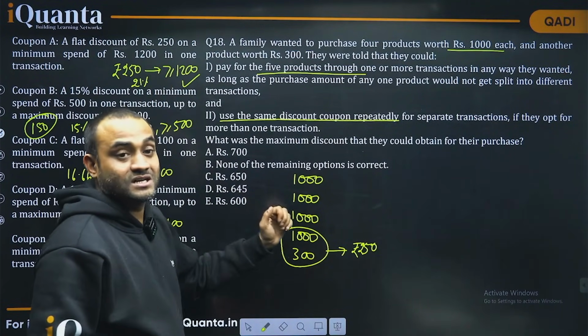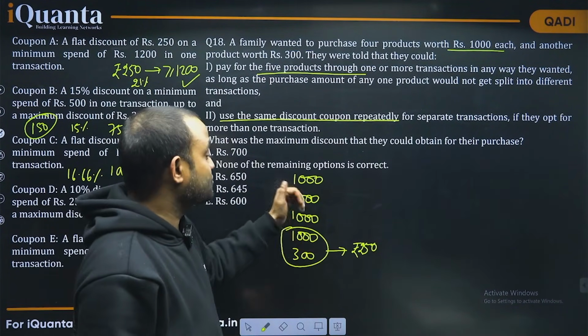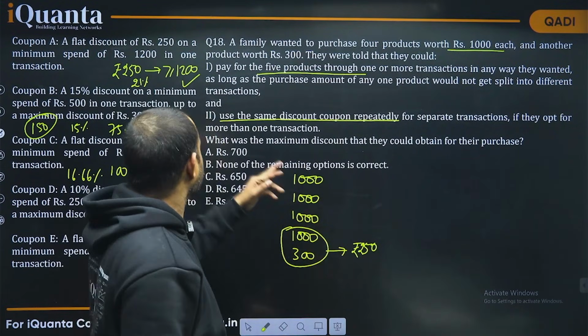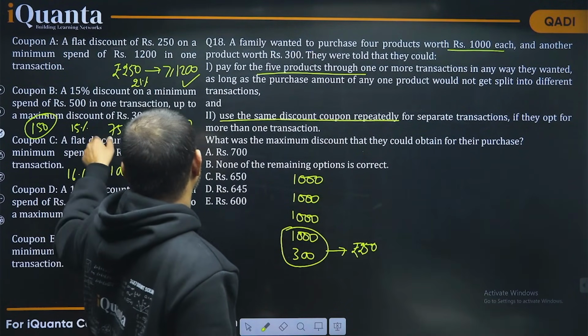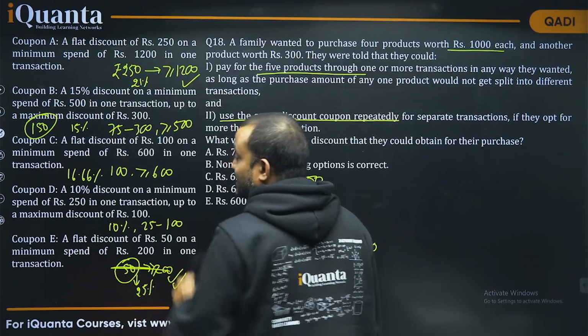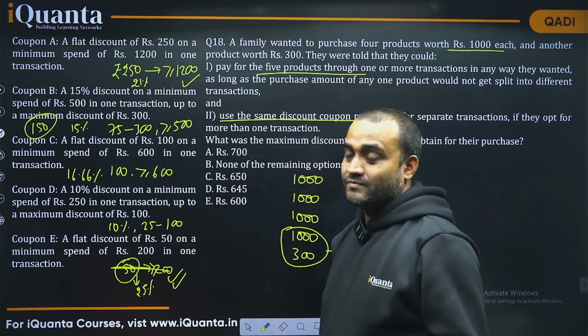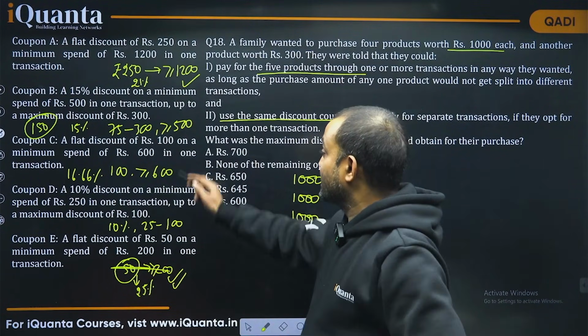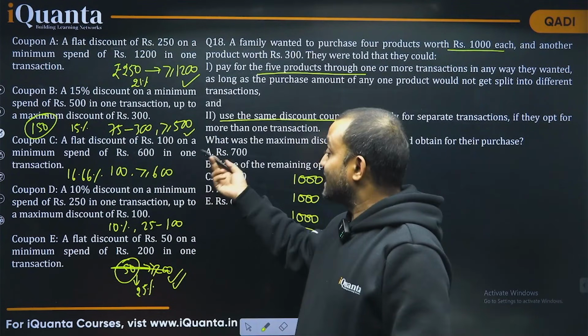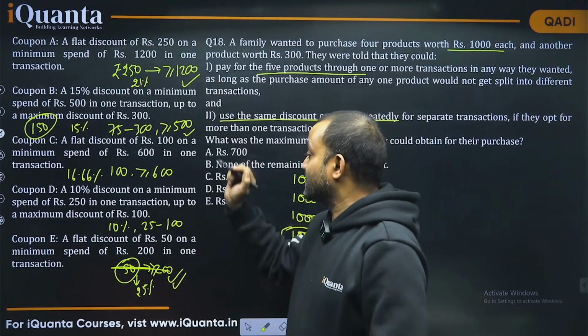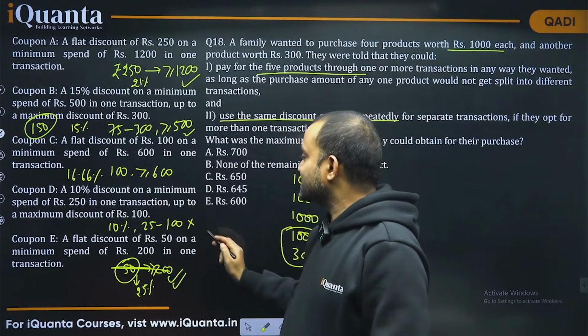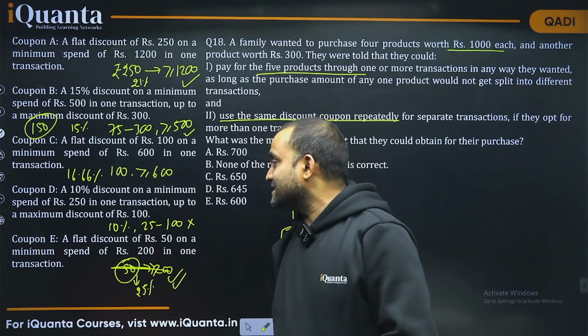Sorry, even if you take 1300 in place of 1200, still this will be bigger than all of this, because for 1300 you are getting 15%, that is 195 rupees discount in this case. So that is definitely better than this. No, 10% does not make sense. Now in this case, we are getting 3 into 3, 16.66%.